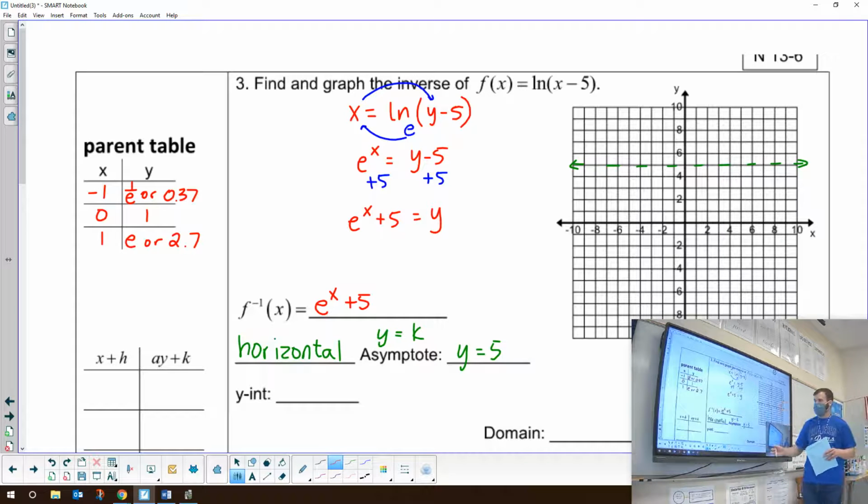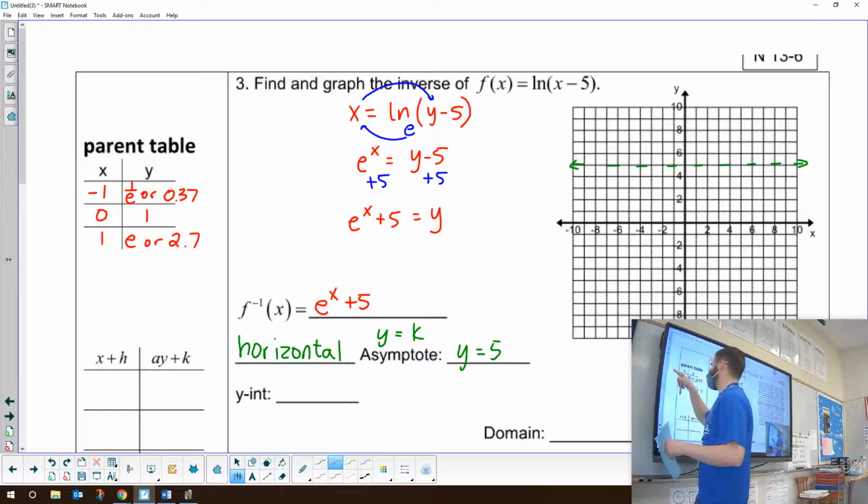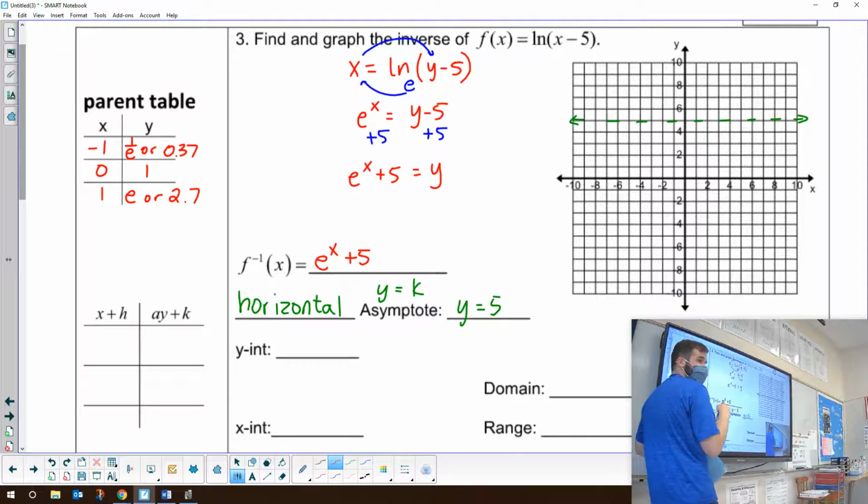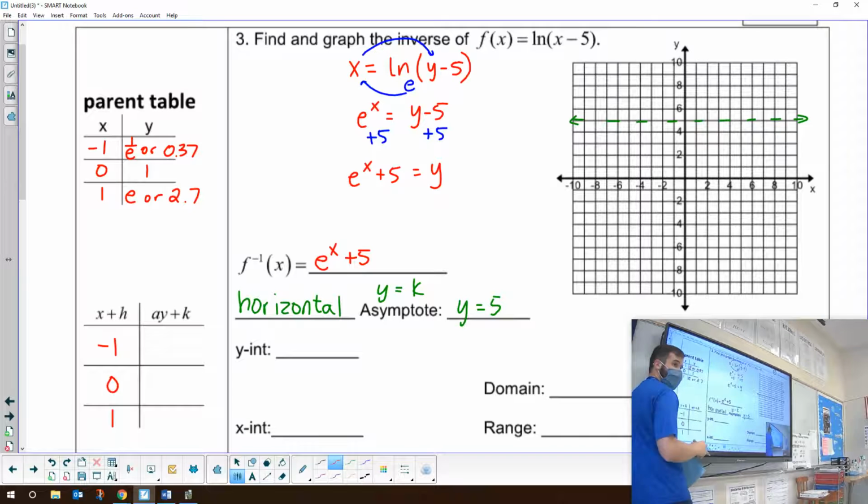Okay? So then, what we can do is we can rearrange these. My x's are not going to change at all because I don't have an h. So my x's are just going to be -1, 0, 1. And my y's, we're going to add my k. So for each one of these, we're going to go y plus 5. So I'm going to go 0.37 plus 5 is 5.37. 1 plus 5 is 6. 2.7 plus 5 is 7.7.